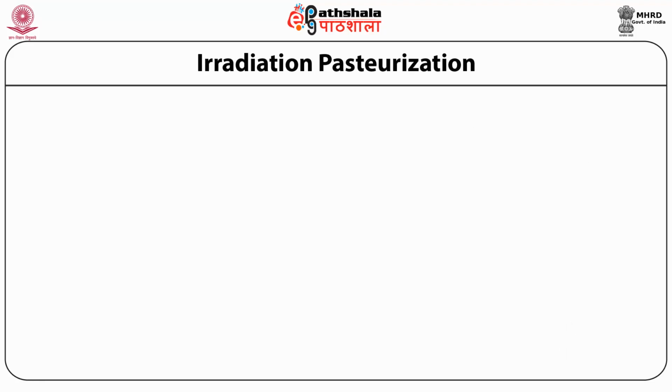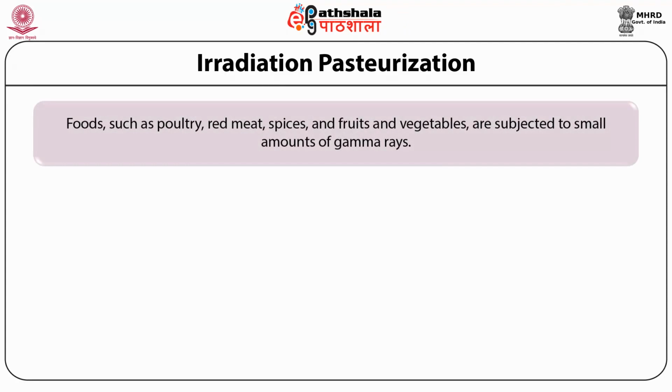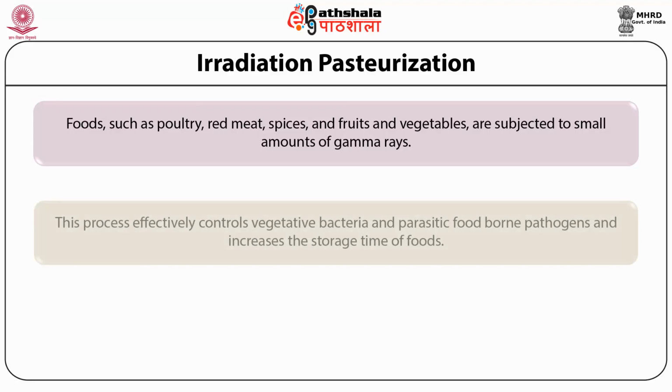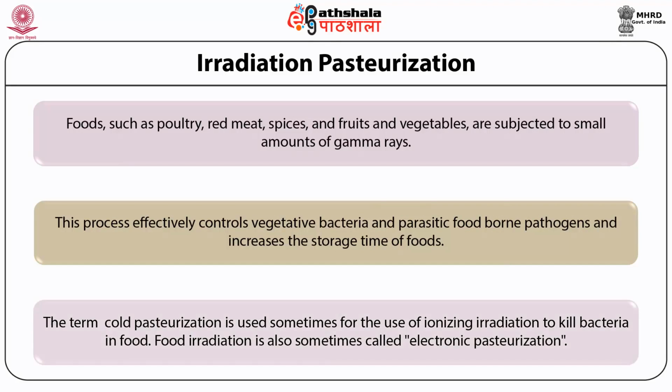The last agent of pasteurization is irradiation. In irradiation, foods such as poultry, red meat, spices, fruits and vegetables are subjected to small amounts of gamma rays. This method is rarely used for milk. Therefore, we are not discussing it in detail.